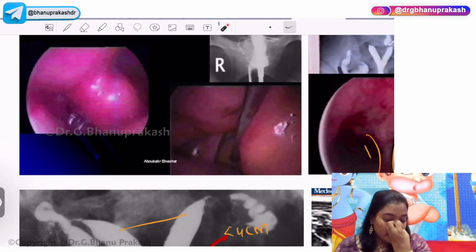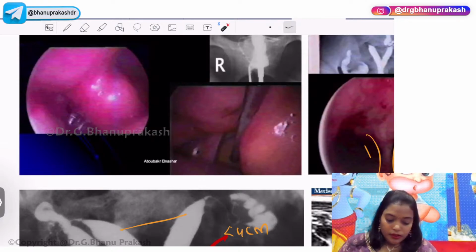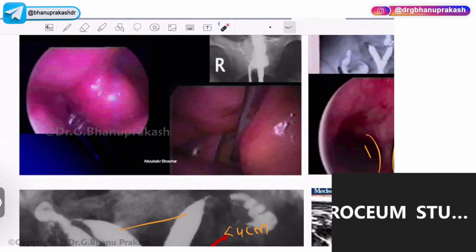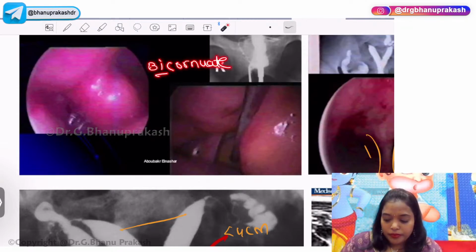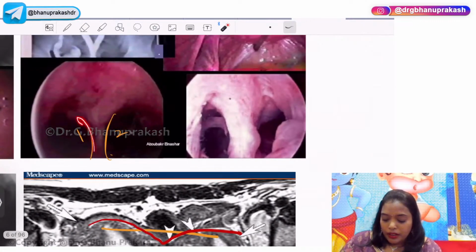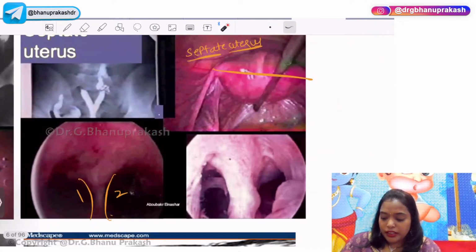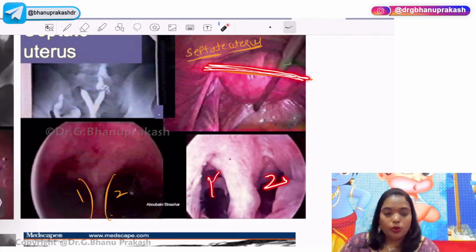What do you think is this? So this is also bicornuate, but this is bicornuate from hysterolaparoscopy. See this one. So this is the septate. But when you're seeing from outside, it is single. But when seeing from inside, it is two. So this is septate on hysterolaparoscopy.